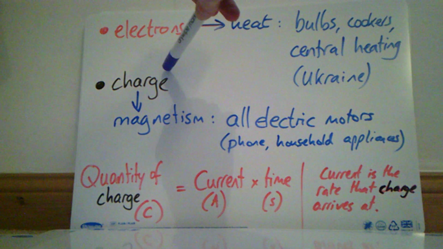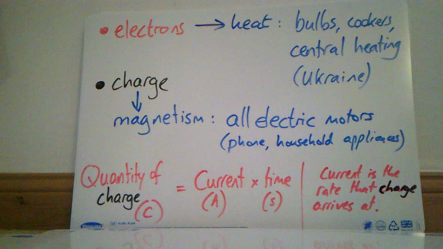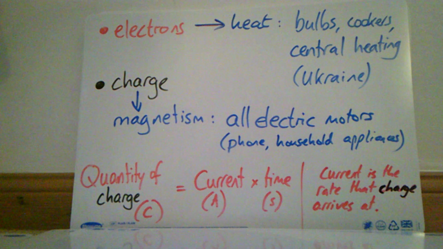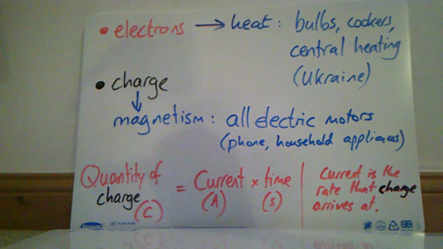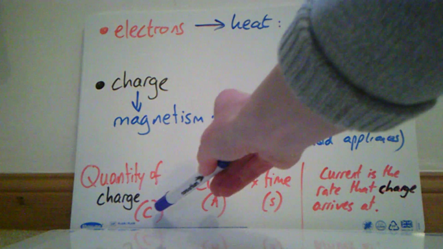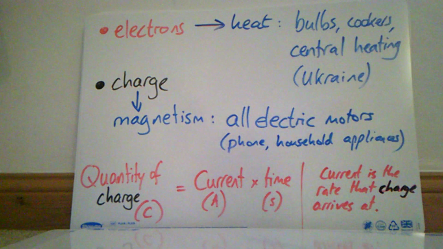When electric charge moves, then you have magnetism, and this is how all electric motors work, for example, in your phone and your household appliances. So the quantity of charge, Q, being delivered to a point, is the electric current multiplied by the time. Charge is measured in coulombs, current in amps, time in seconds.